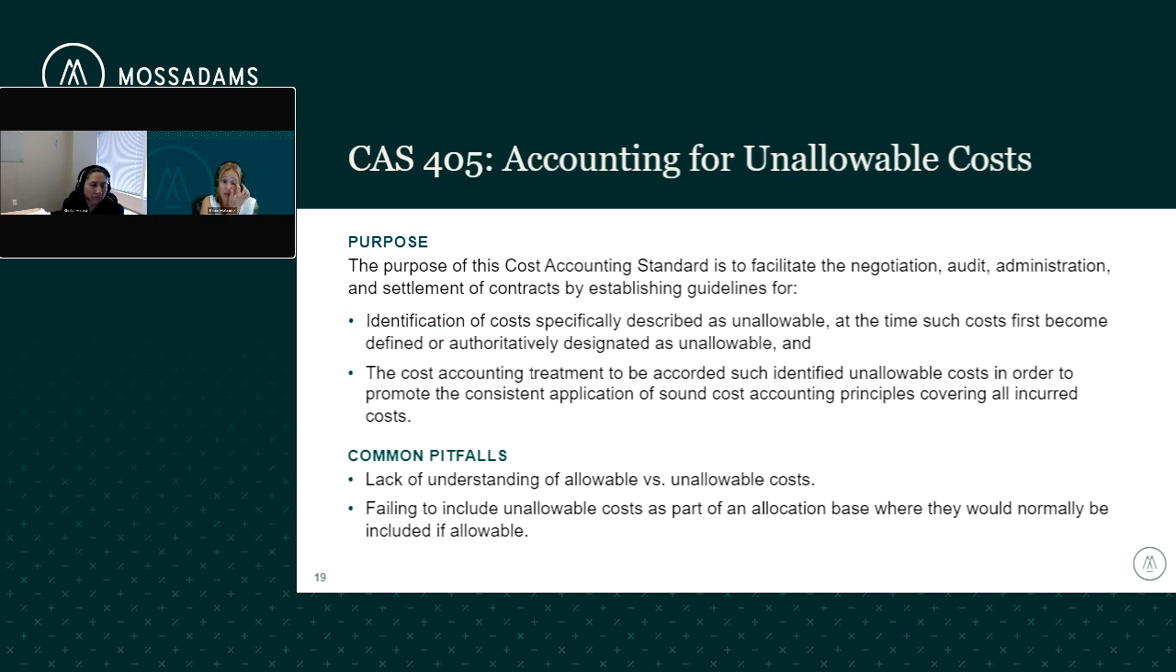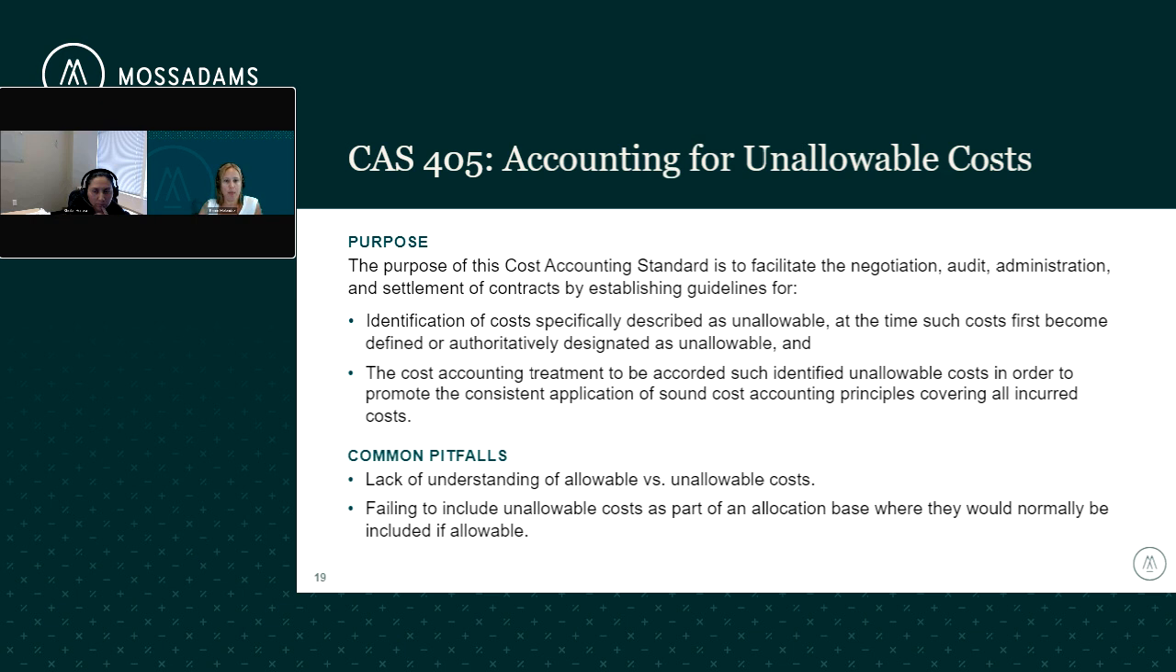CAS 405, this is going to be one of the modified standards, and this is going to closely mirror FAR 31.205, which covers unallowable costs. And really what to keep in mind with this one is, there's costs that are expressly unallowable according to the FAR, and there's also costs that are mutually agreeable to be unallowable between the government and a contractor. So you really want to make sure that you have a method in your system to identify those costs as unallowable so that they're not included in any billing or claim or proposal to the government.